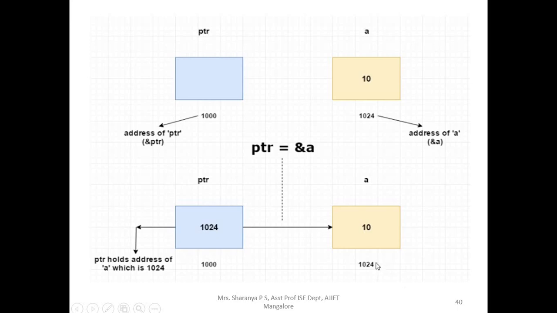A has the address 1024. We have stored this 1024 in the pointer variable. So indirectly, this pointer PTR that we have defined here is pointing to the A variable. That is what we refer to as the pointers concept.